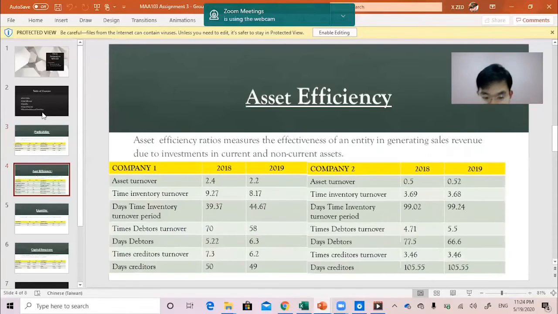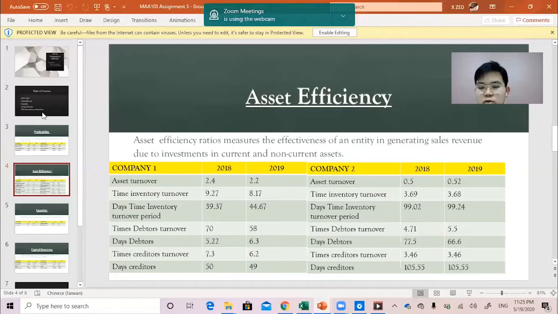The second part of the ratio analysis which we need to consider is the asset efficiency. Asset efficiency ratios measure the effectiveness of an entity in generating sales revenue from the investment in current and non-current assets. Let's have a look at the asset turnover ratio.